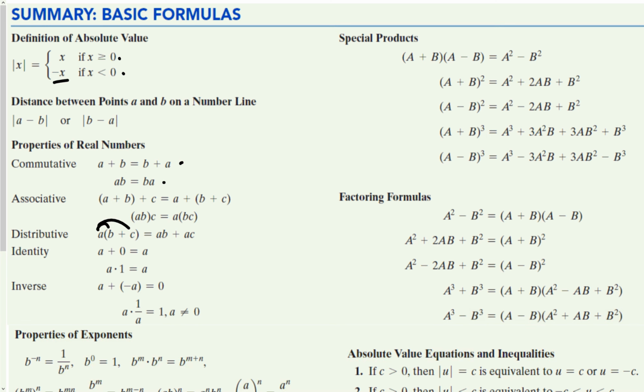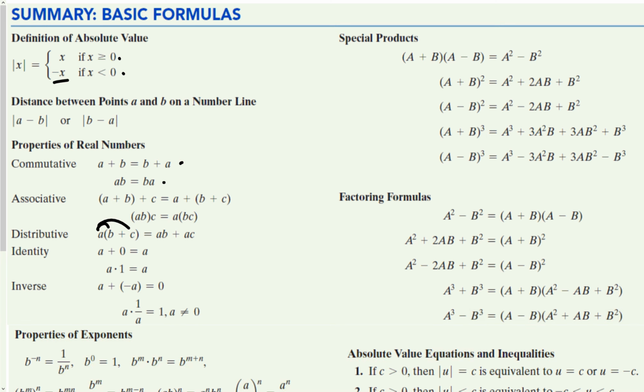Our identities, right? Our two basic identities. Our additive identity is the thing you add to something to keep it the same. So 0 would be our additive identity. And our multiplicative identity, the thing you multiply something by and it stays the same, is 1.